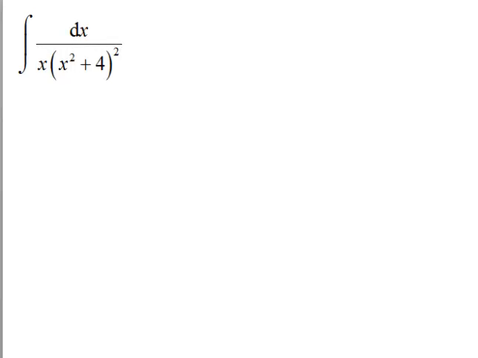As we look at this integral with this rational function, I see that we have a repeated quadratic. So this isn't going to be real fun to do, but it's doable. So let's do the partial fractions. So we have 1 over x times (x squared plus 4) squared.